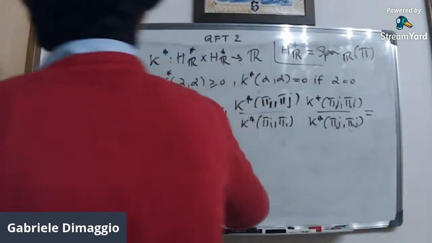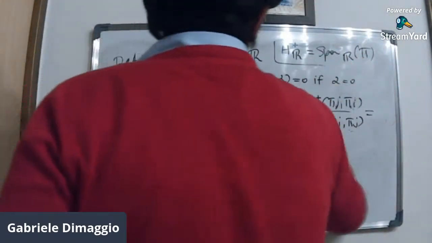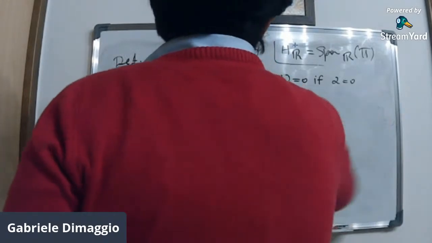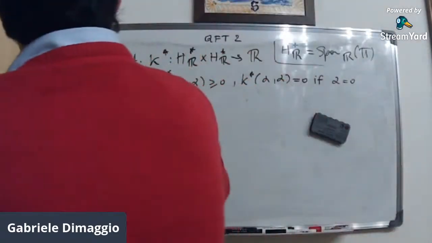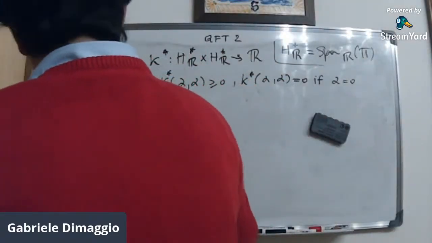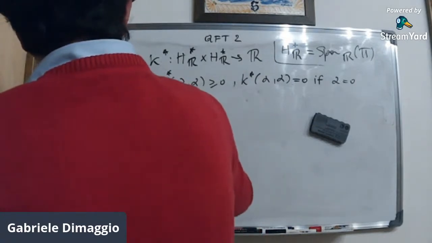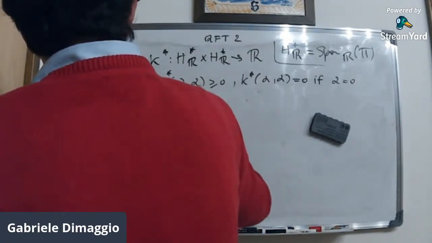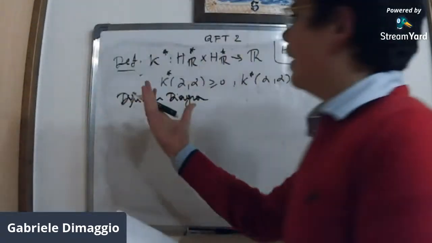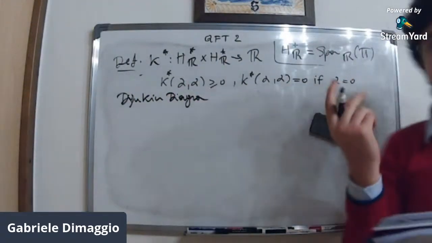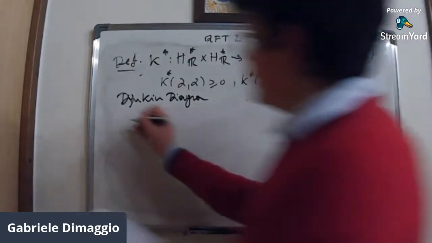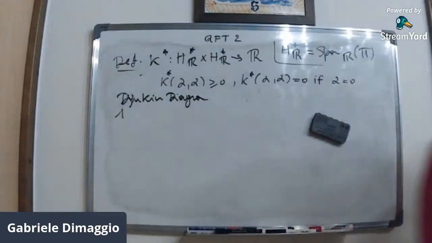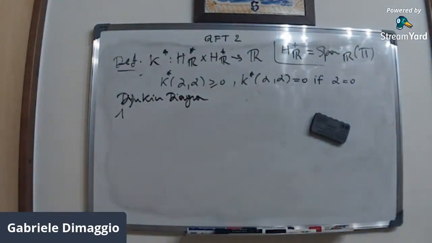In fact, what is a Dynkin diagram? A Dynkin diagram is a diagram. It's a particular drawing, and these are the rules to draw a Dynkin diagram.